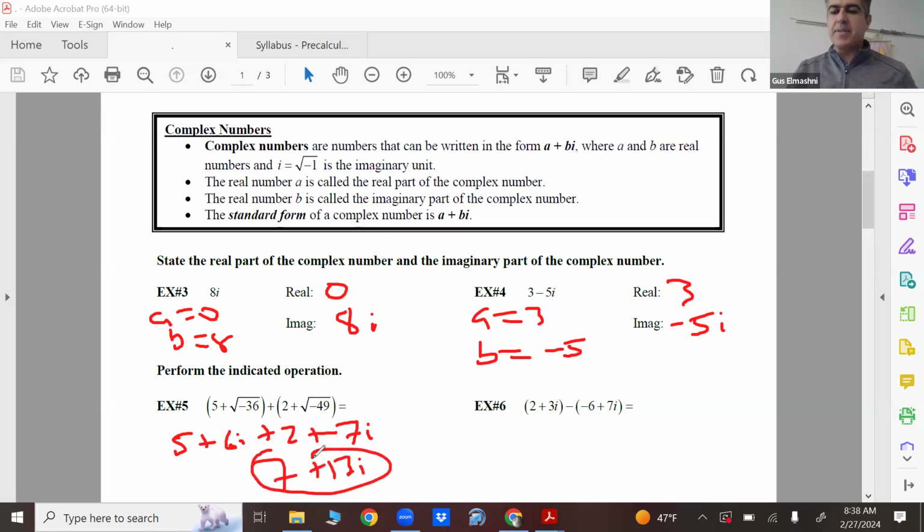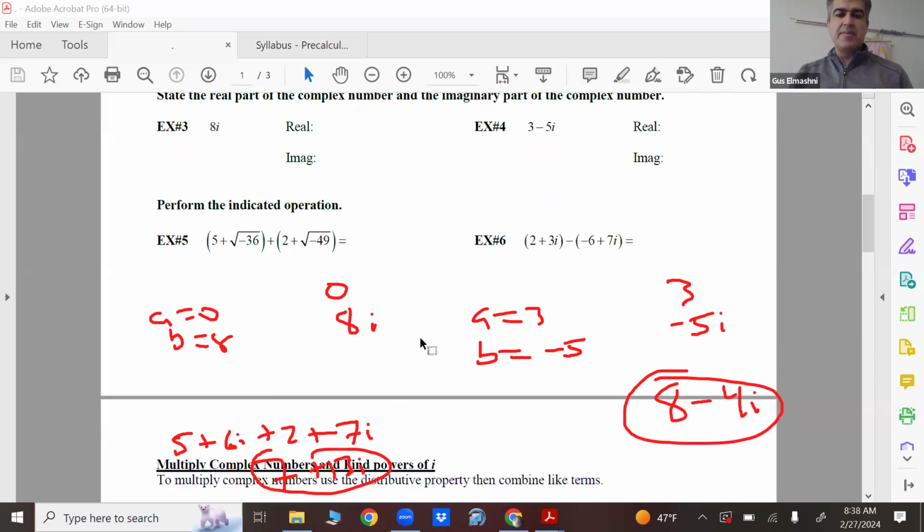So tell me about example 6. What would example 6 be? You're subtracting, right? You're doing 2 plus 3i, but minus negative 6 plus 7i. So what's that going to be, guys? What's 2 minus negative 6? 8. And what's 3i minus 7i? There you go, negative 4i. That's it. So, pretty simple stuff.